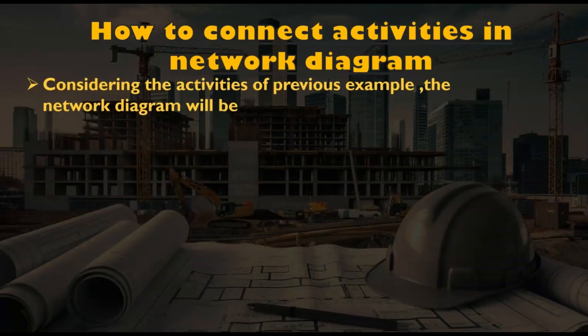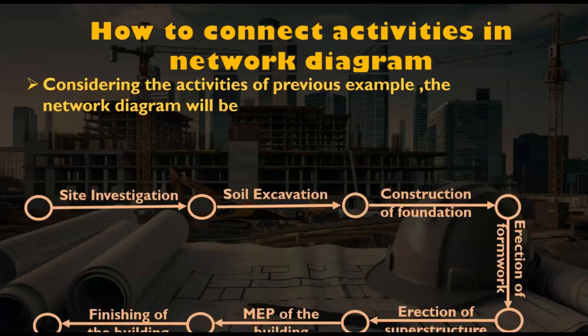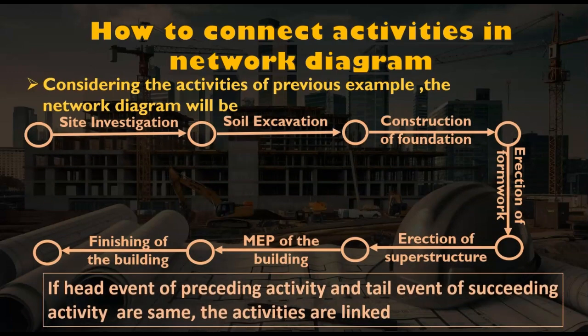So considering the activities of the previous example, the network diagram will be as shown here. In this network diagram, if the head event of the preceding activity and the tail event of the succeeding activity are the same, the activities are linked. In this case, site investigation is followed by soil excavation, which is followed by construction of foundation, which is followed by erection of formwork, which is followed by erection of superstructure, which is followed by MEP of the building, and finally finish of the building.